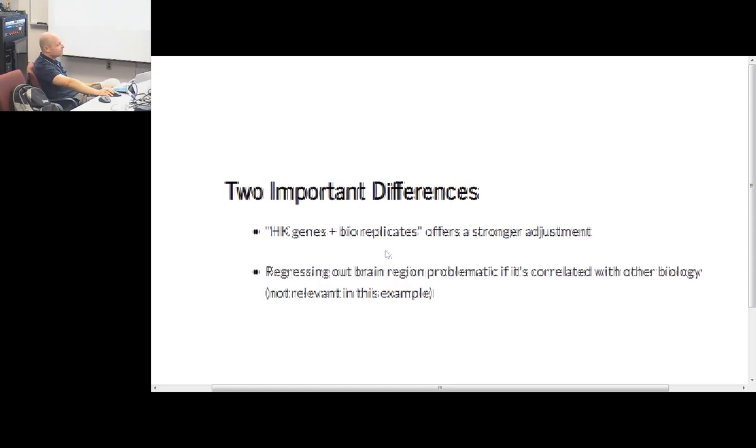And another important difference between what I just did and simply regressing out brain region, which actually isn't relevant to this example because we have a nice balanced design. But you can imagine that if I had a design that was not balanced, if I just naively regressed out brain region, but brain region was itself correlated with other biology, I might be wiping out that other biology as well. With the RUV3, however, even if you have an imbalanced design, you won't be wiping out biology of interest, even if it's correlated with your unwanted factors.